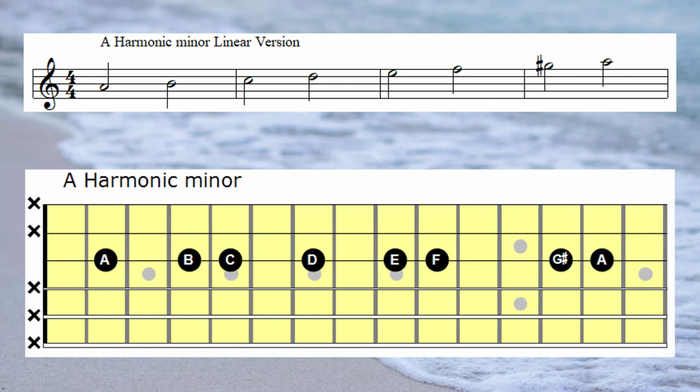Okay, time to play the A harmonic minor scale, and we're going to play it as a linear scale up and down the third string on the guitar. Here we go.